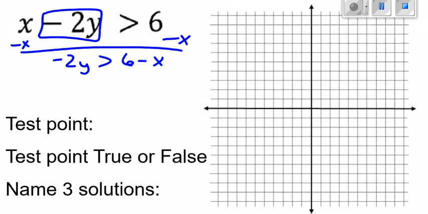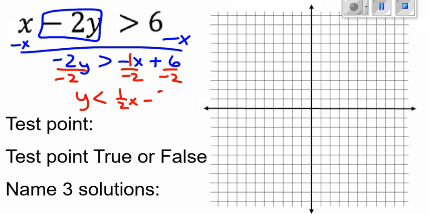Oops, let's go ahead and switch that around first. Okay, negative x plus 6. And then I think I'm going to slip my 1 in here while I'm at it. All right, going to divide both sides by negative 2. Now don't forget here, when you divide by a negative number and you're dealing with an inequality, you have to flip the inequality sign. So this equation now becomes y is less than 1/2 x minus 3.